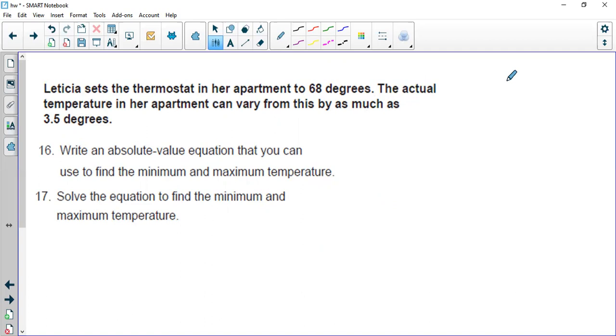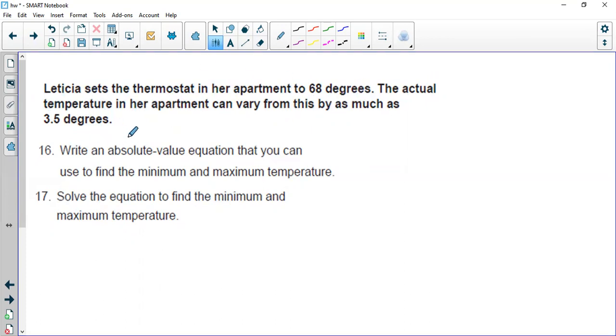Leticia sets the thermostat in her apartment to 68 degrees. So in her apartment, she has set the thermostat, that's the temperature in her apartment, to 68 degrees. The actual temperature in her apartment can vary from this by as much as 3.5 degrees. So depending on this, the temperature in the apartment can be 3.5 more or 3.5 less. Now it's simple. When you subtract 3.5 from 68, you will get the less one, or if you add 3.5, you will get the more one. Okay, that's a simple equation.